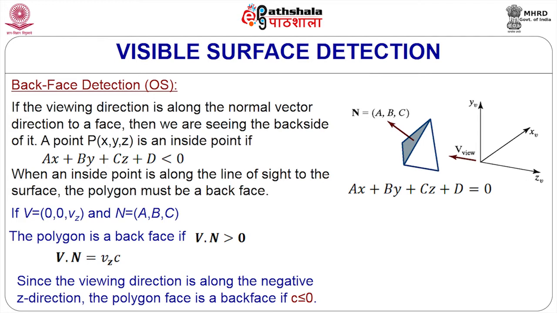As you can see in the example shown there, in the diagram, there is a pyramid like object, and we can assume that a plane or a face or a surface of a 3D object, if you imagine that to be a plane, then we can assume an equation for the plane as Ax plus By plus Cz plus D is equal to 0.